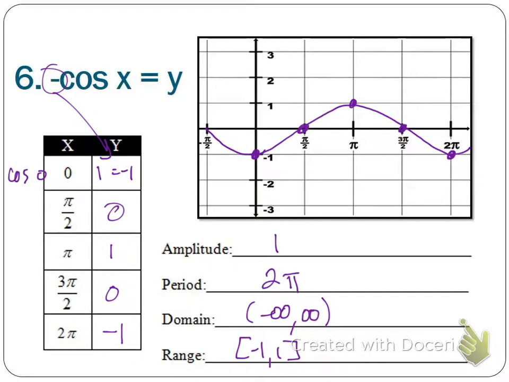Okay? So just getting a sense of what these graphs look like.